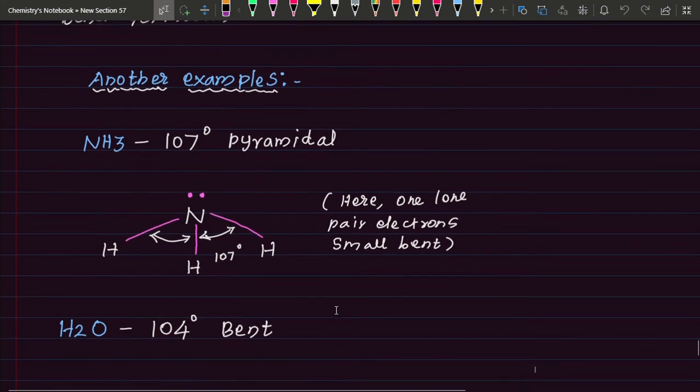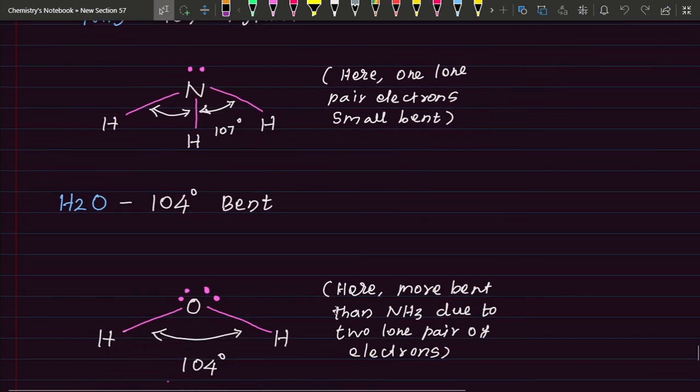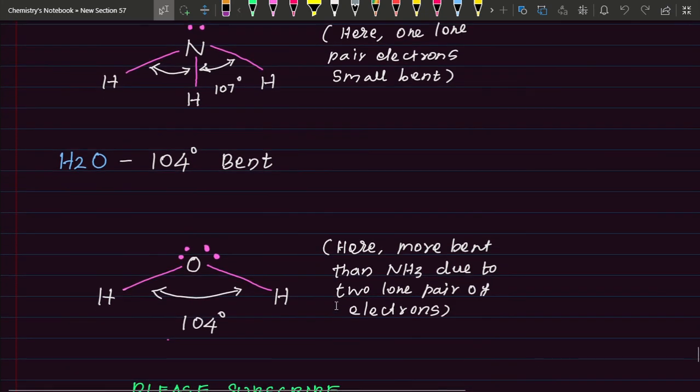But in H2O, the water molecule, the bond angle is 104 degrees. See the difference. Here 2 lone pairs of electrons, so the repulsive force here is more than in ammonia, so 104 degrees. Here it is more bent than NH3 due to 2 lone pairs of electrons, because of more repulsive force.